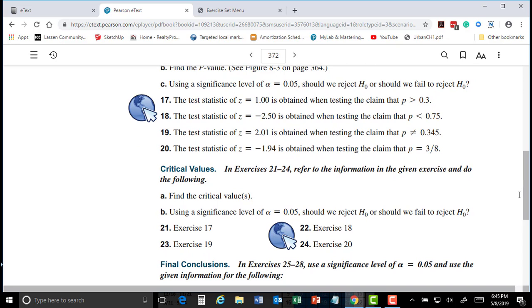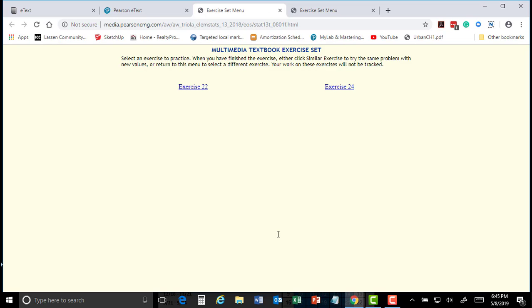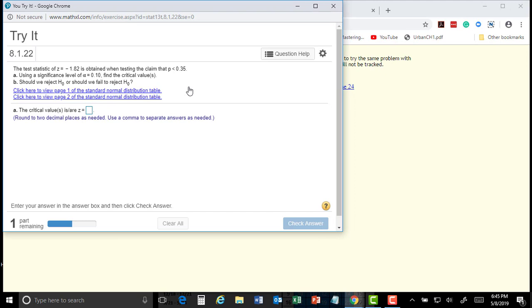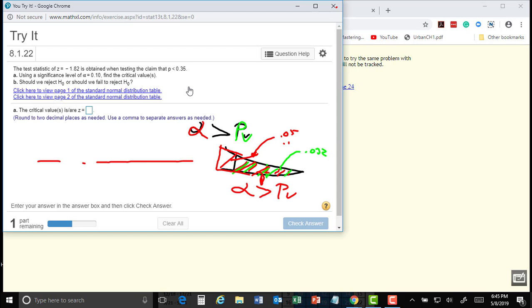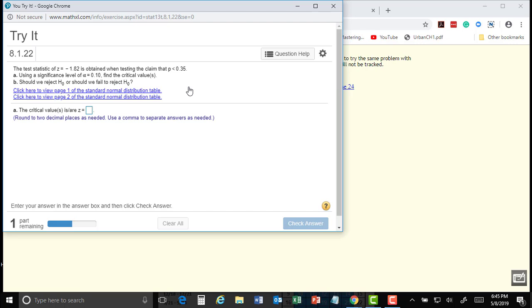Okay. Here's one that might be fun to do till we get this right. Exercise 2.2.22. Okay, let's try it again. Let's get this one first time. What is Z? That's my test statistic. So let's draw it out. Negative 1.82. Draw a line like this. That is your Z test statistic.